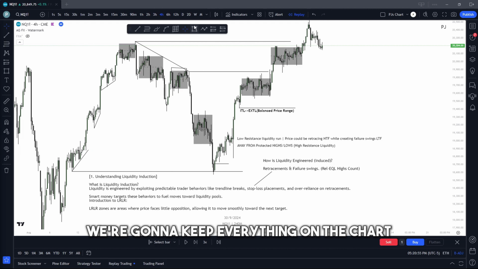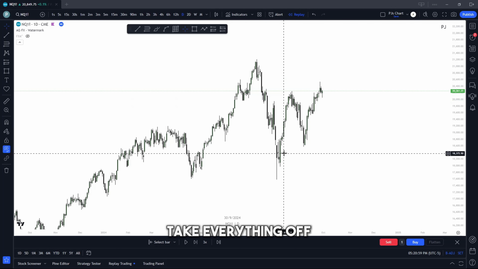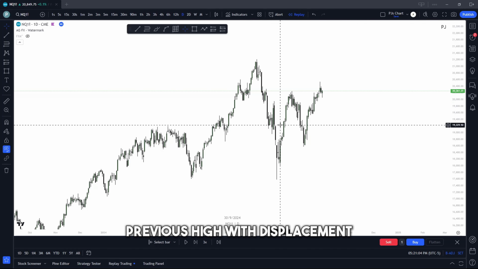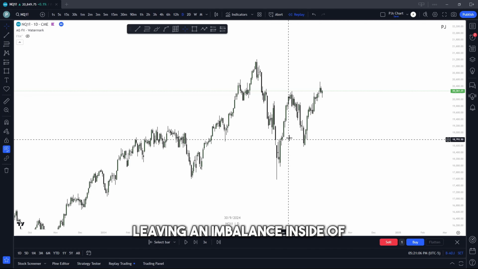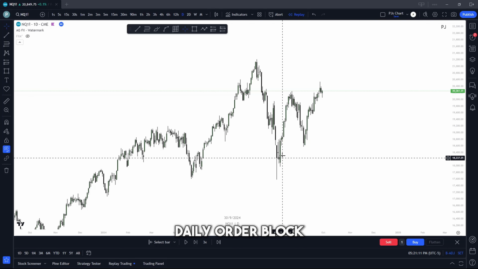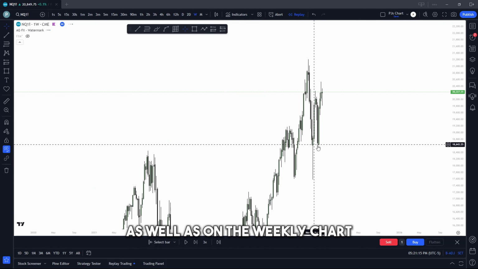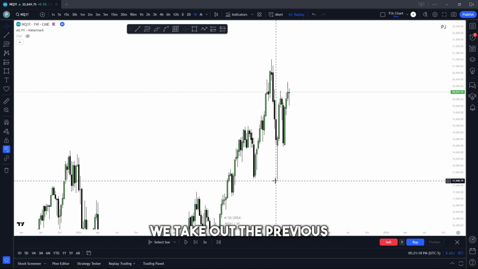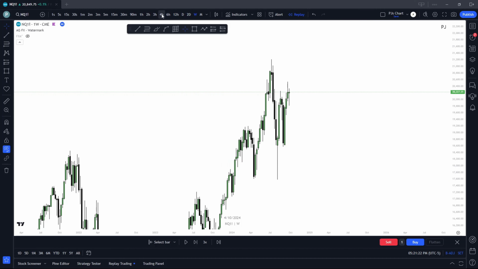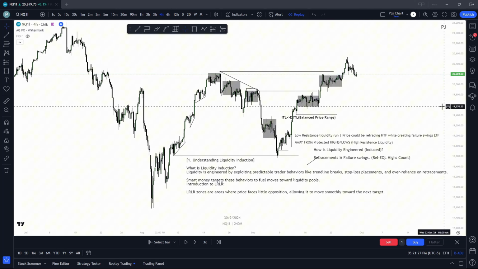We're going to keep everything on the chart, but I want to swap to the daily. As you can see, take everything off. We've swept out this previous low, broken a previous high with displacement, leaving an imbalance inside of this area. We can see we leave a daily order block where we've closed above, and that's where we tap into. As well as on the weekly chart, we take out the previous body low, as well as also sweeping that low out here. We move back to the 4-hour chart and put all the makeup back on the chart.